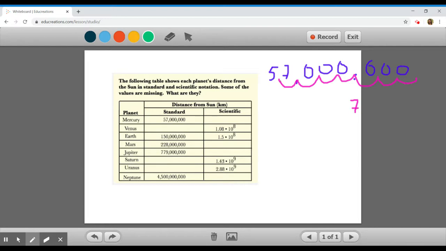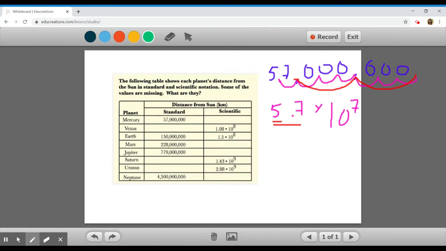Since I moved my decimal right there, my first number will be 5.7, and it's always times 10 raised to a power. So for the first one, 5.7 times 10 to the 7th. One common mistake that I see people make is they skip from here to here, and they just stop when the zeros are done. The rule for this first number is that it always should be between 1 and 10, or we could think of it as having one digit, one value in front of the decimal place.